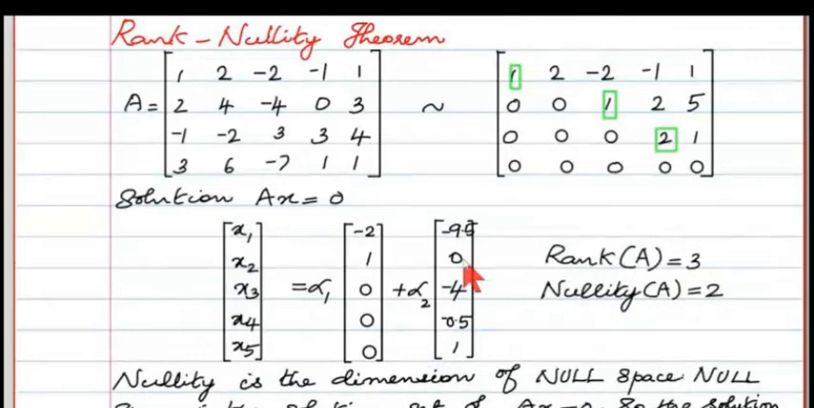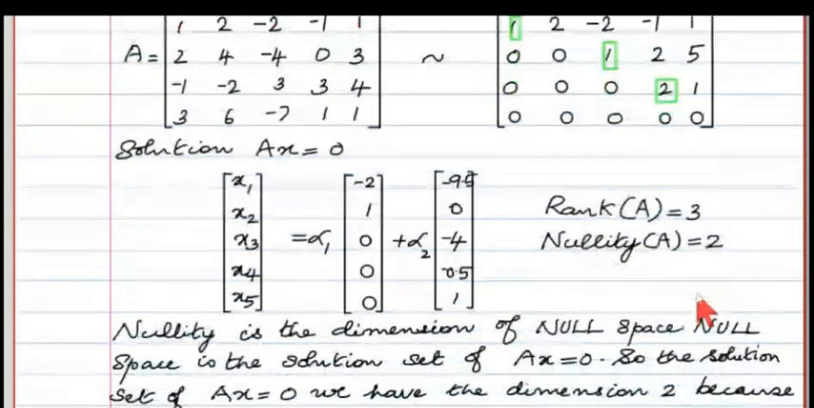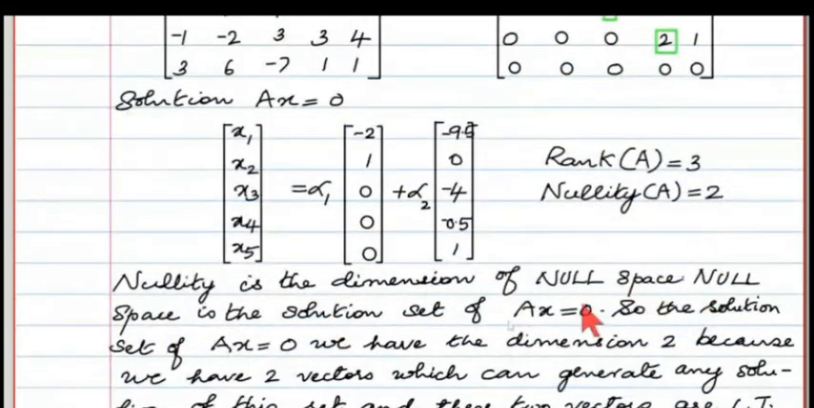So what is the rank? It is the number of non-zero rows, that is, the number of pivots, which is 3. So rank is 3. Nullity is the dimension of the null space. Null space is the solution set of Ax equal to 0. How many solution sets are possible? 2 solutions. So nullity equal to 2.